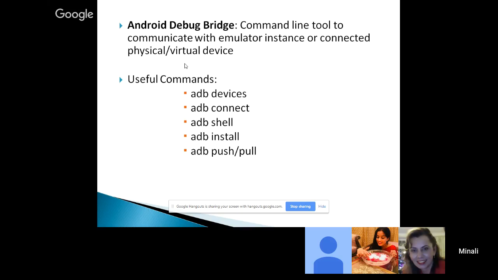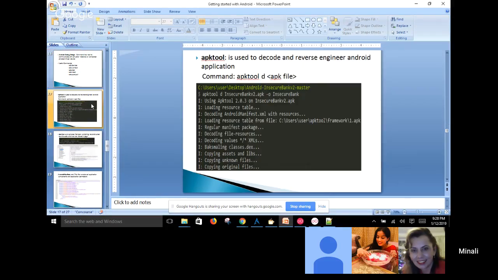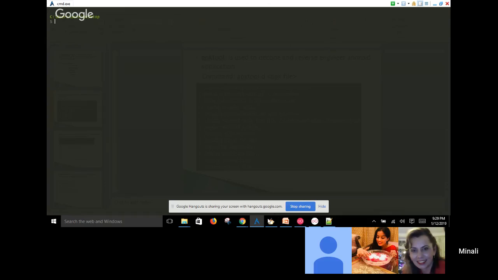Android Debug Bridge is the command line tool that is used to enable communication between the emulator or the connected device that we have, in case we install the application in an emulator. I will show you right now. Another is the APK tool that we would be using here. So here I'm using a framework, and I would tell you about this. This is a mobile testing platform which has all the tools integrated inside it.